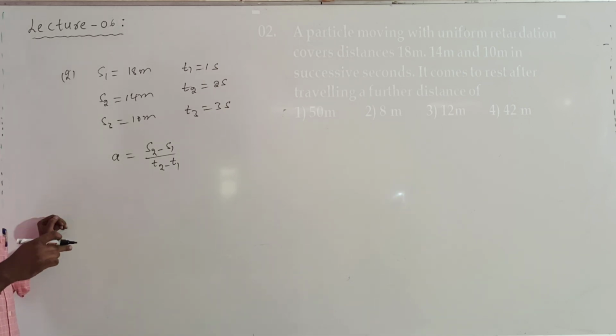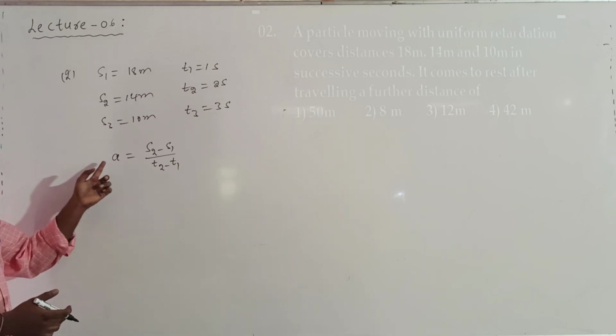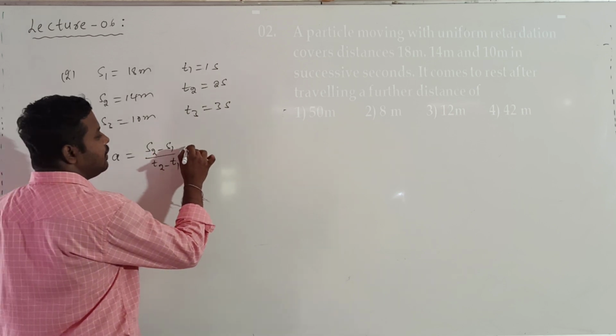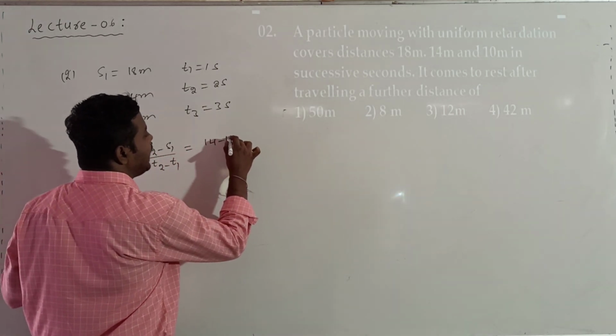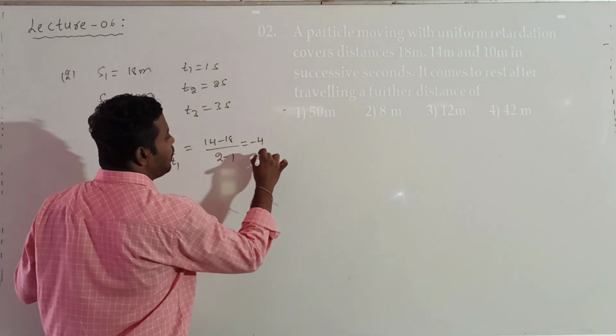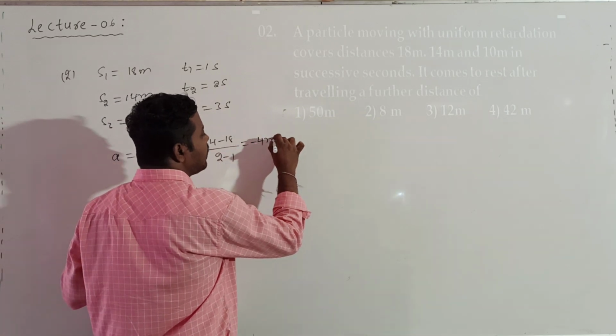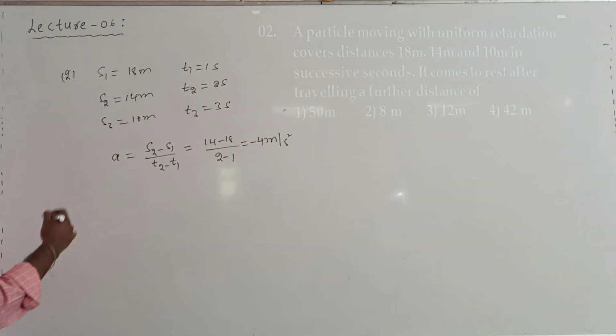So what is the acceleration formula? (Sm minus Sn) divided by (m minus n). So I can write (S2 minus S1) divided by (T2 minus T1). What is the value? (14 minus 18) divided by (2 minus 1). So the answer we get is minus 4 meter per second square. This minus sign indicates the motion is uniformly retarded motion.